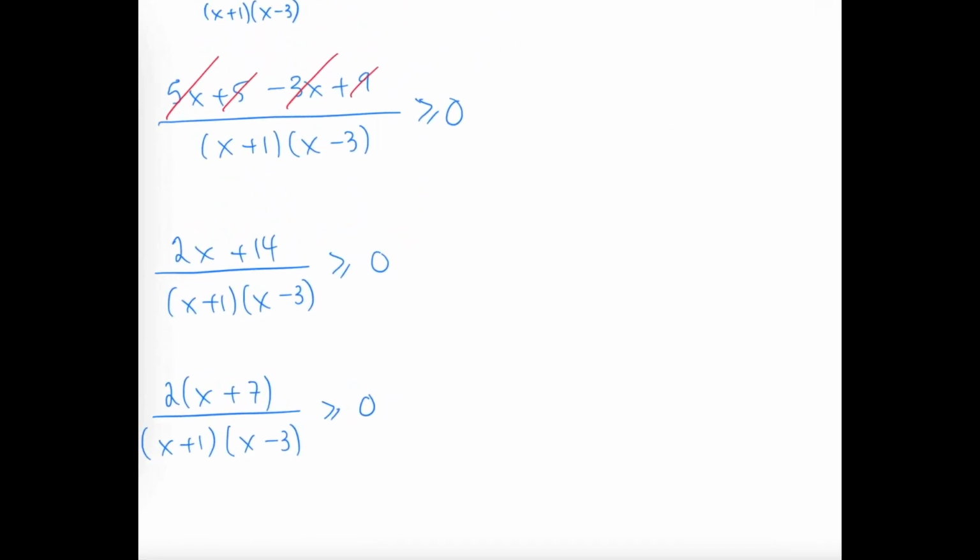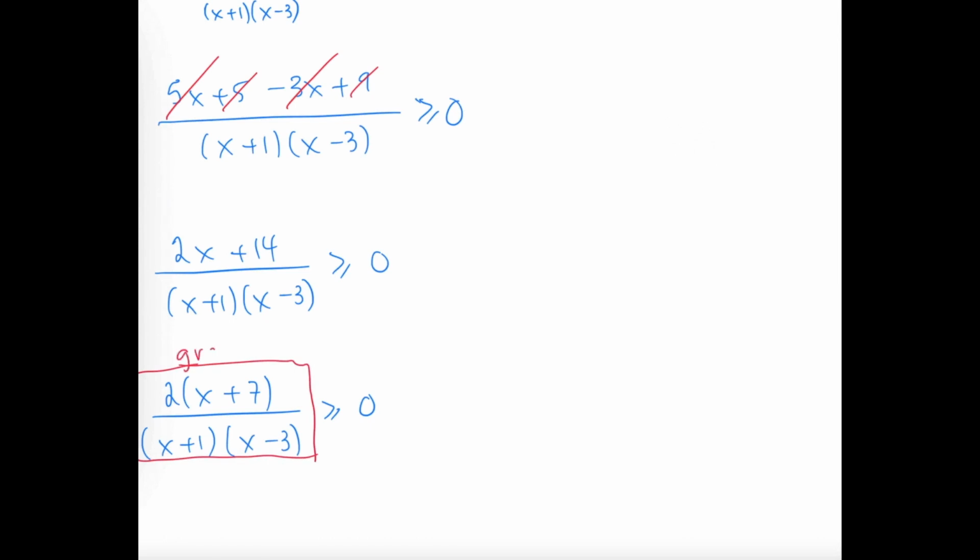Now that we have it as a put together fraction, we can proceed with either the boundary point method or the graphing method. If you were going to use boundary points, they would be x equals -7, the zero of the top, x equals -1, a zero of the bottom, and x equals 3, another zero of the bottom. All these would go on the number line. I'm actually going to jump right over to the graph, because I find that to be a little more intuitive when we're looking at the graph of a rational function.